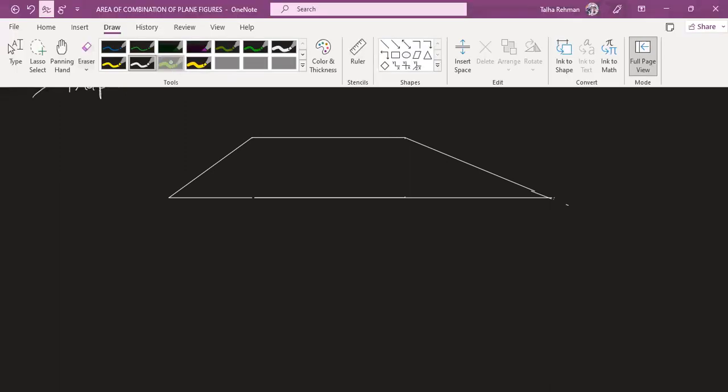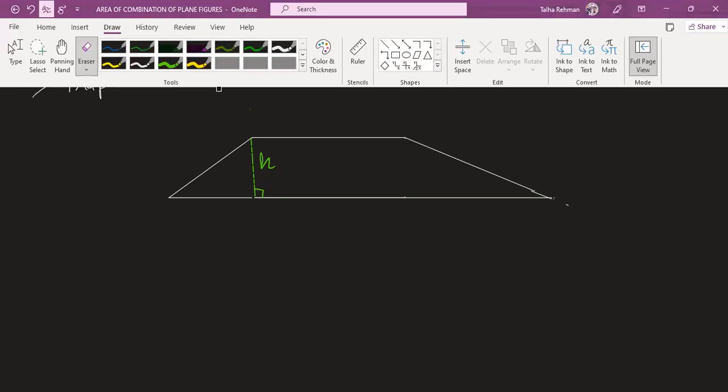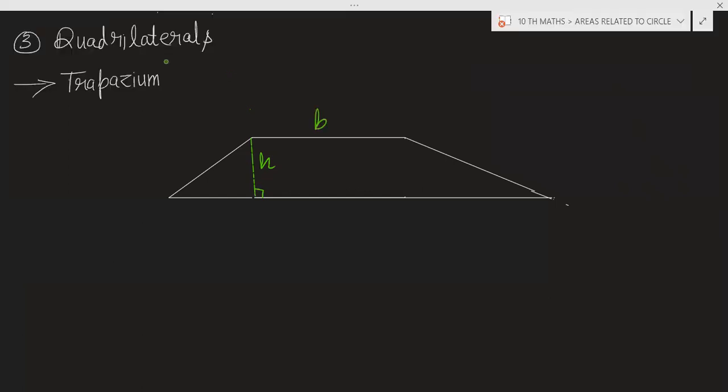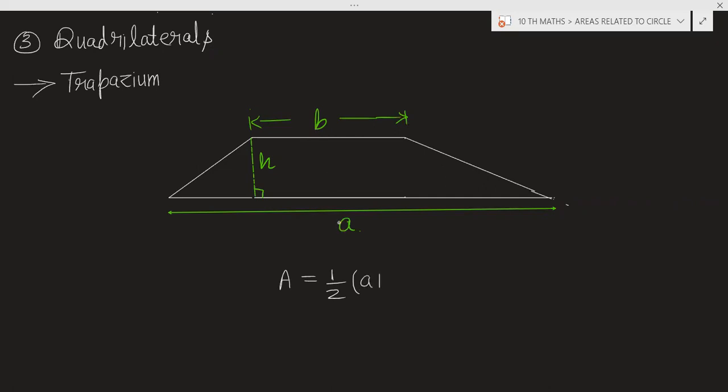If you want to find the area of the trapezium, so this is the perpendicular height of this trapezium, that is h. Now it is given that this side is b and this whole side from here to here is a, and this side is b. In this case, the area of trapezium will be half the sum of the parallel sides, that is a plus b, multiplied by the perpendicular height or altitude.